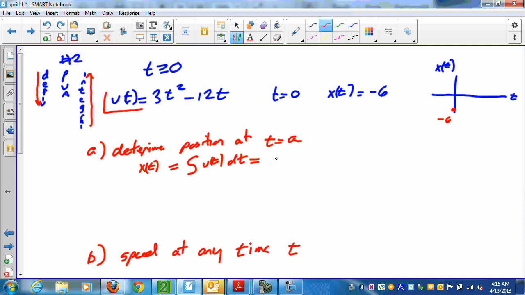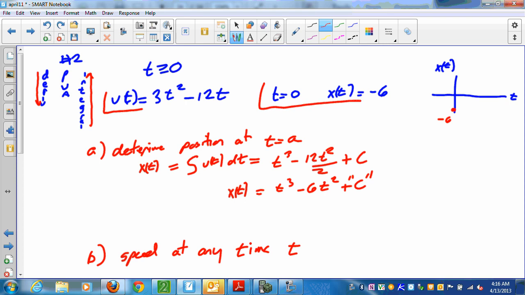So anyway, integrating this is no big trick. This would just be t cubed and minus 12t squared over 2 plus some constant, right? Well, simplifying that, you get minus 6t squared plus the constant. And this is x of t. Well, can we fix this c? Because that's important to do, especially when they give us some information. Well, they gave us a nice one. Time is 0. We plug in -6 right here and solve for our constant.